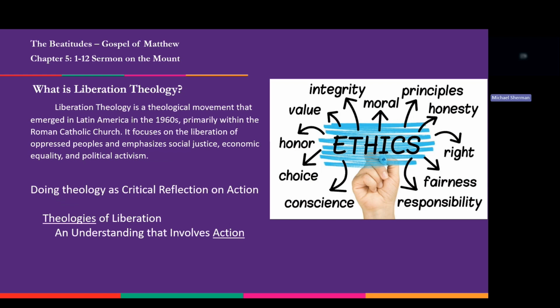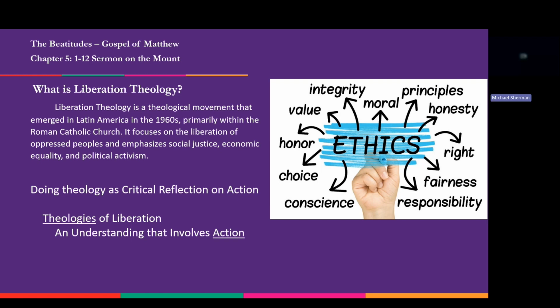But what is liberation theology? Well, it is a theological movement that emerged primarily in Latin America in the 1960s and from within the Roman Catholic Church. It focuses on the liberation of oppressed peoples, and it emphasizes social justice, economic equality, and political activism. There are a number of aspects to liberation theology. As I've already said, the preferential option for the poor, socio-economic analysis and critique, political engagement, biblical interpretation, and there are also controversies and criticisms associated with liberation theology.